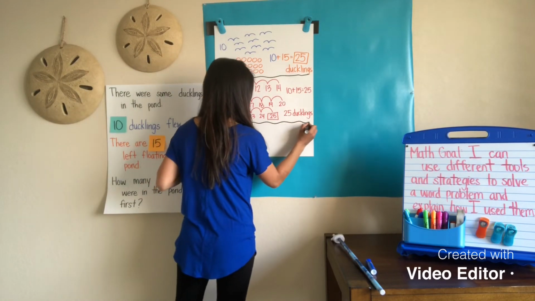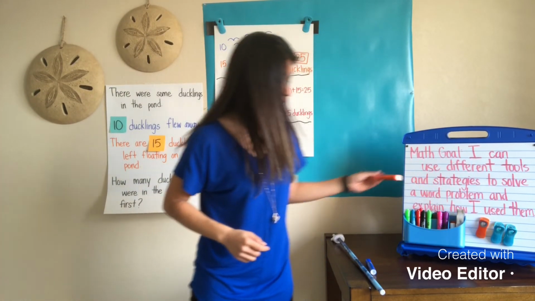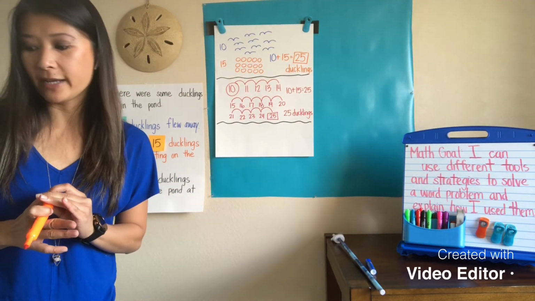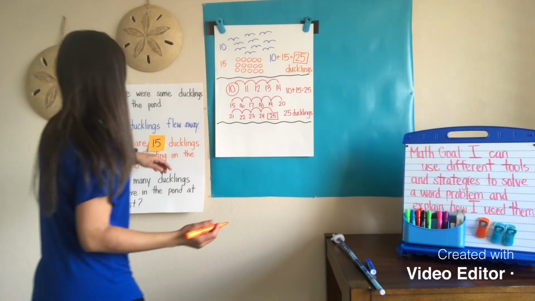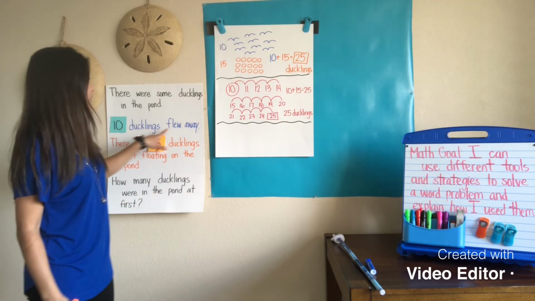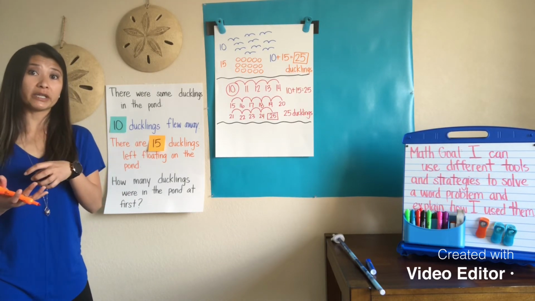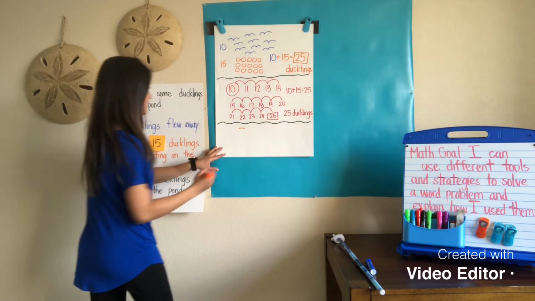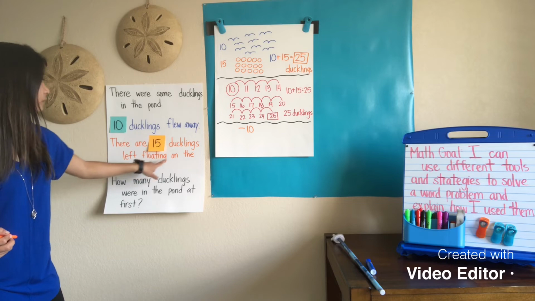Another strategy that one of my students actually used last week was working with doubles and working with the friendly number 10. Let me show you what that looks like. So when you're trying to solve 10 ducklings flew away, when you're thinking flew away, you're thinking that there's already less ducklings than there were to begin with. So maybe you can even show a symbol to represent that. Minus 10. Okay, and then the word problem says there are 15 ducklings left floating on the pond.